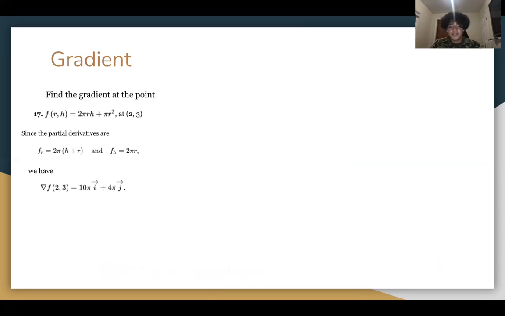For this example, you can see that you start first by getting the partial derivatives of the function. Then while adding them together, you solve for the points given. So 2, 3, and your gradient of f at 2, 3 would be a vector, not like the directional derivative, which is a number.